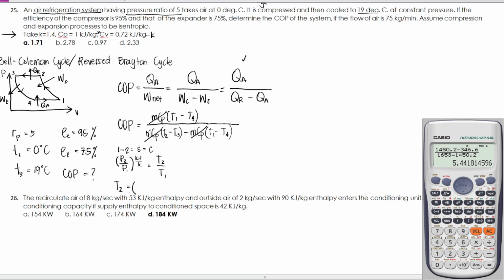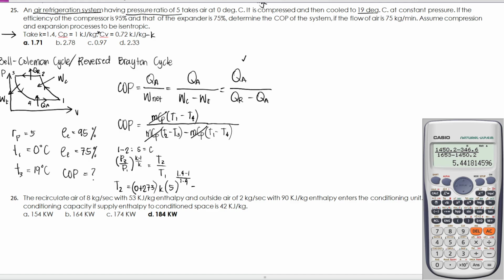So, T1 is 0. But again, kailangan naka-absolute. So, plus 273 para Kelvin. Again, ang P2, that is the maximum pressure and P1 is the minimum. So, maximum over minimum pressure, that is the pressure ratio or RP. So, pwede natin siyang i-equate sa RP na 5 raised to K minus 1 over K.